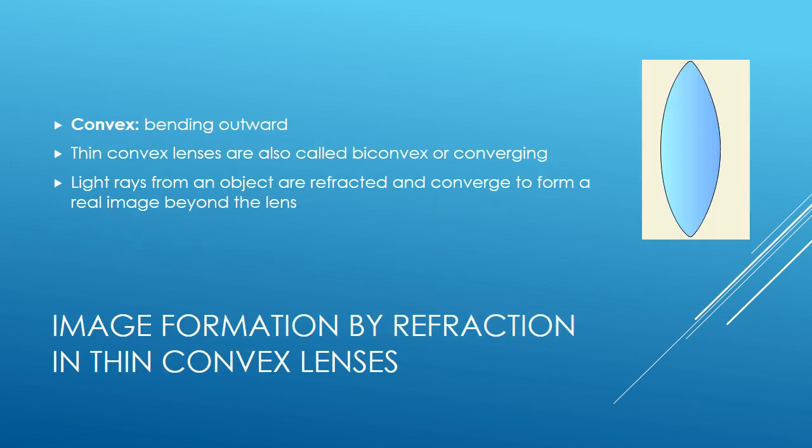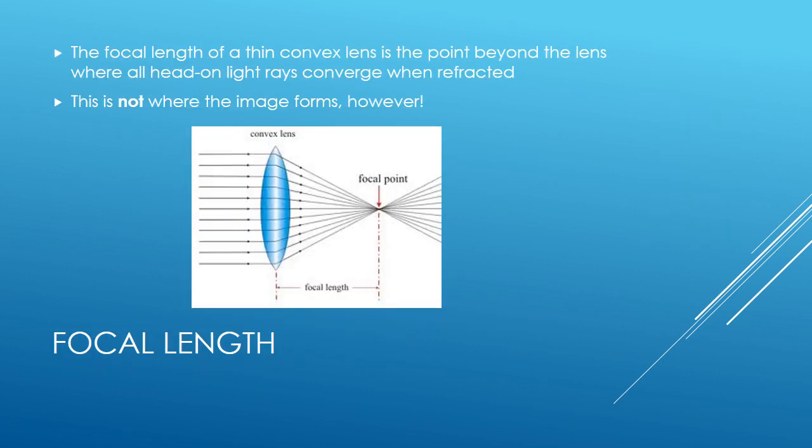So I've been saying thin convex lens a lot. Let's first and foremost define what that is. The word convex itself means to be bending outward. So a thin convex lens is just a biconvex lens, or a lens that has two convex sides. In other words, both of its sides are bending outward, just like the picture shows. And the great thing about these types of lenses is that when light rays go through these lenses, because the glass is curved, those rays are refracted and allow a real image to form on the other side.